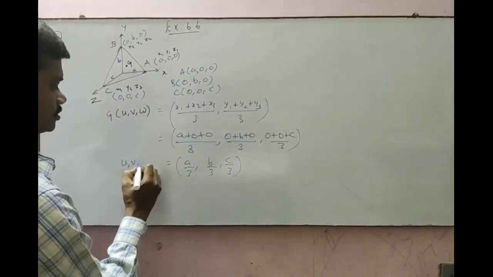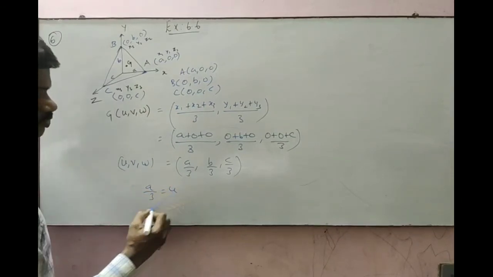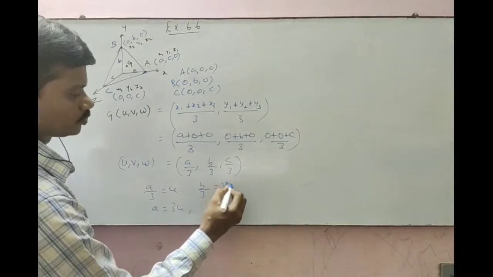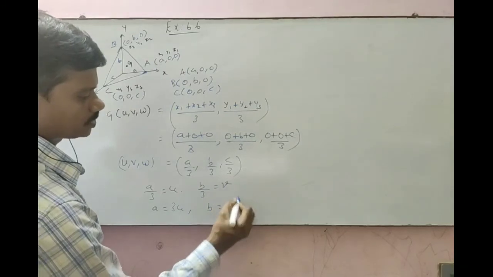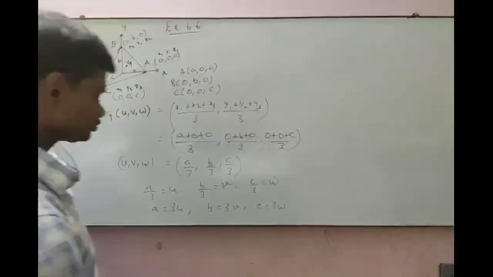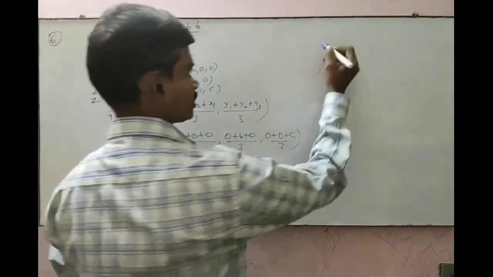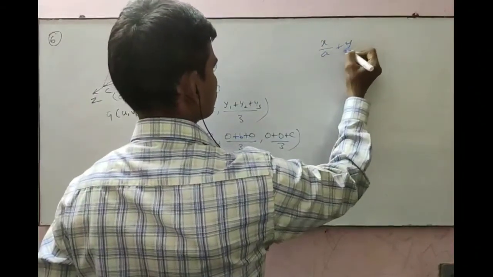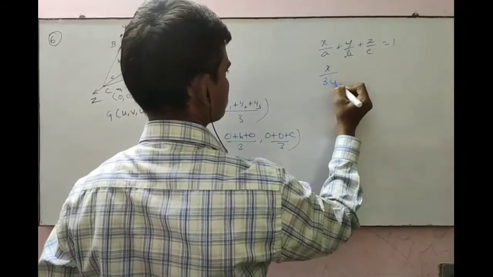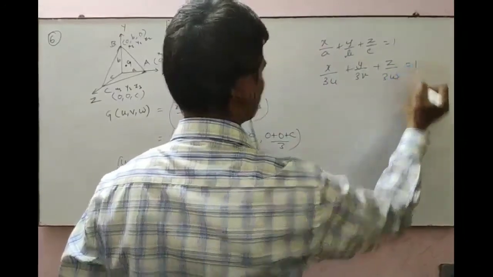If you equate this with u, v, w, you will get a by 3 is equal to u, that is a is equal to 3u. Like that, b by 3 is equal to v, b is equal to 3v, c by 3 equal to w, c is equal to 3w. So these are the intercepts. Now I am going to find the equation in the intercept form. Since intercepts are given, we use the intercept formula. x by a plus y by b plus z by c equal to 1. What is a here? 3u, b is 3v, c is 3w equal to 1.